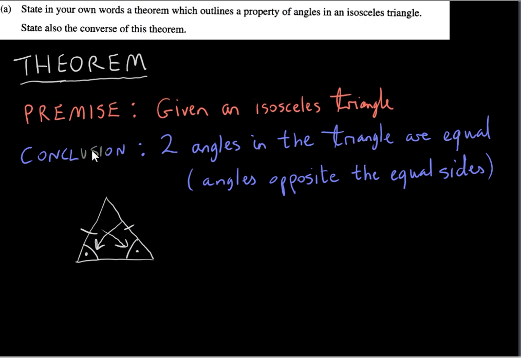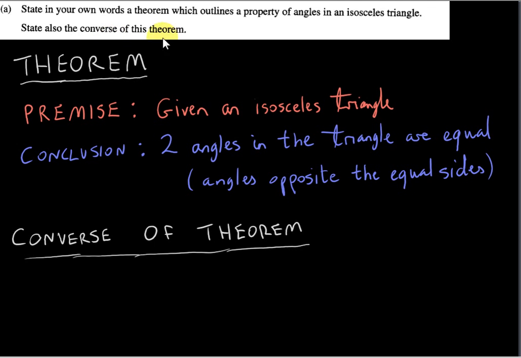So this is the structure of any theorem. We're given a premise, and from that premise we deduce a conclusion. State the converse of this theorem. Okay, so this is a theorem about an isosceles triangle.